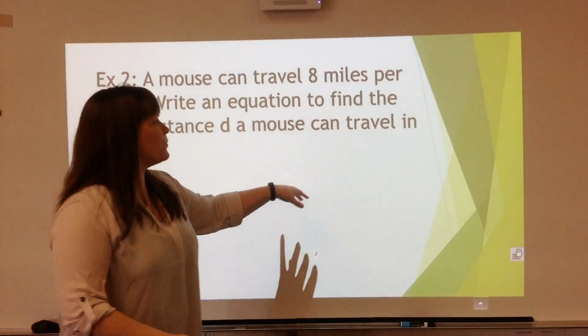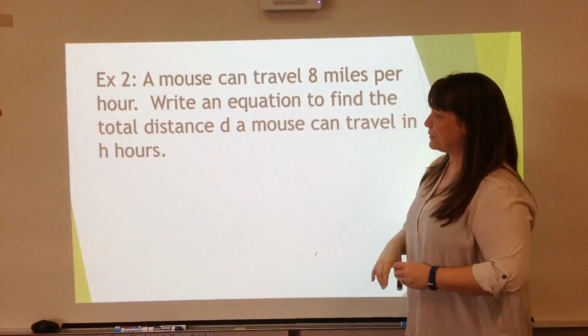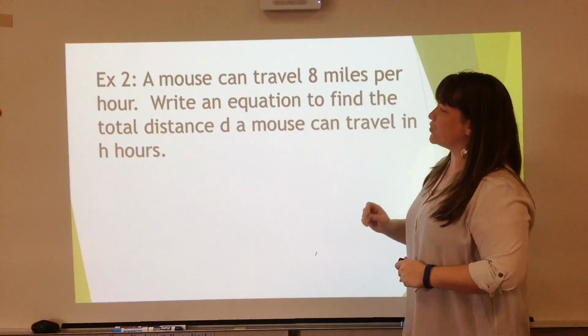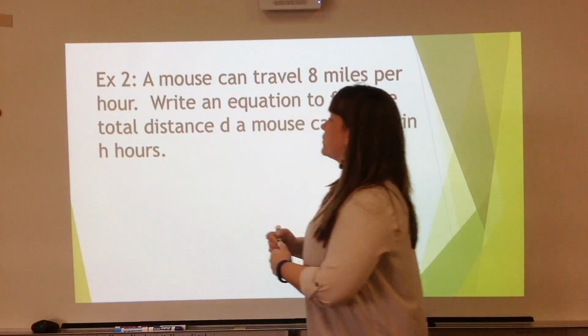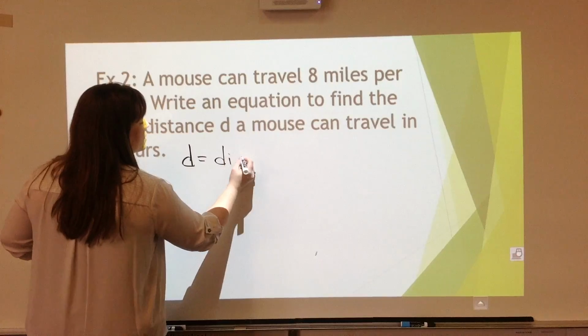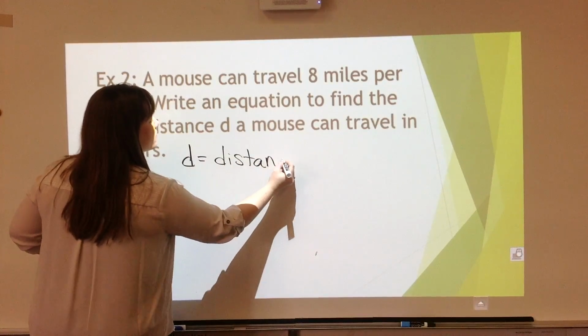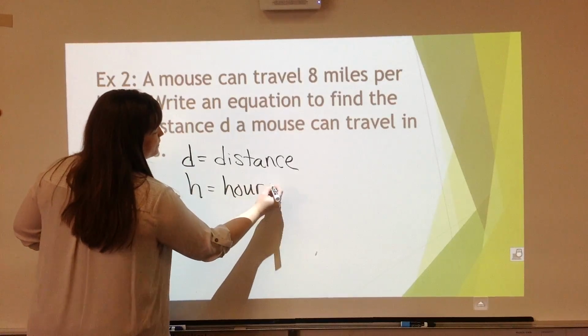Let's do another example. Here's the word situation. A mouse can travel 8 miles per hour. Write an equation to find the total distance D a mouse can travel in H hours. So first we're defining these variables. D is for distance and H is for hours.